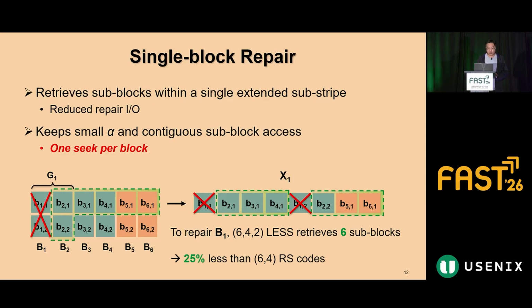And also, we keep a small alpha and contiguous subblock access. So you may need to access multiple subblocks in one block, but they will all be together. So we ensure that there'll be one single seek per block, one contiguous access to multiple subblocks. In this case, we can limit the seek overhead.